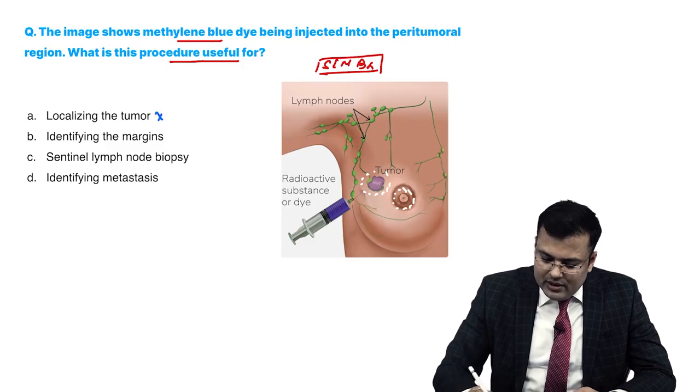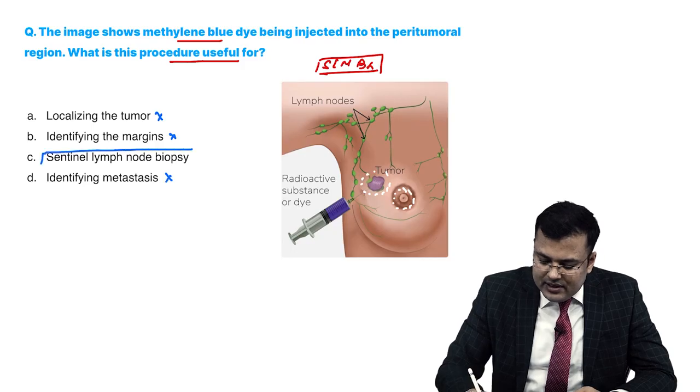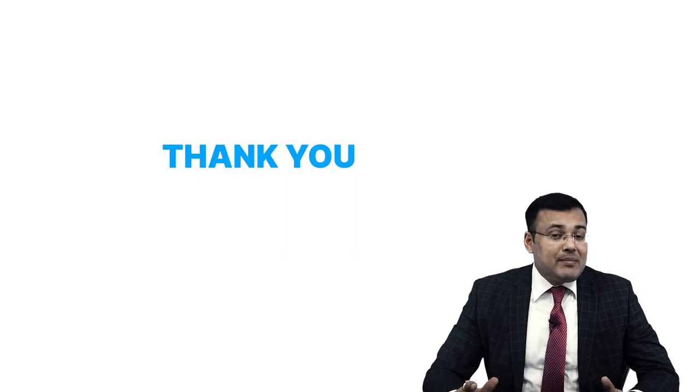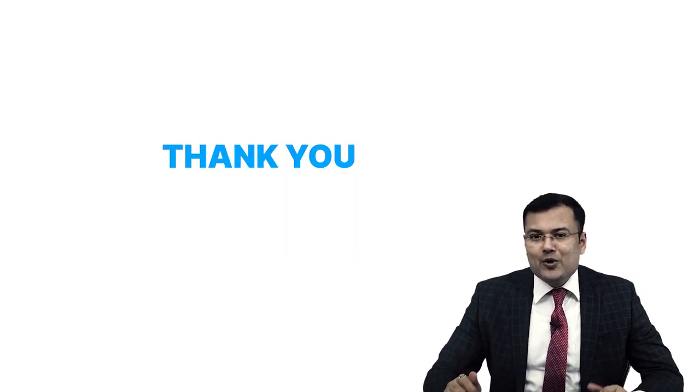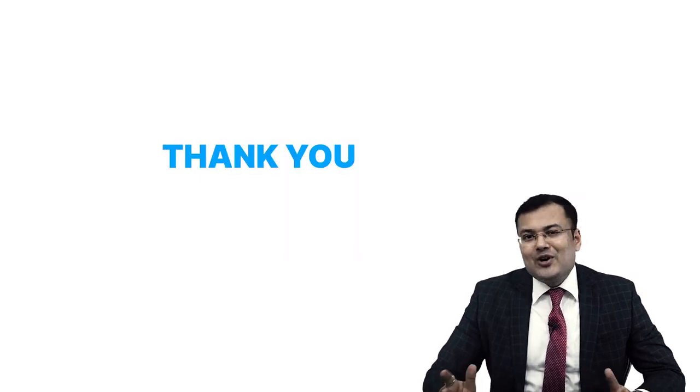So what is it for? Localizing the tumor? No. Identifying the margin? No. Identifying the metastasis? No. It is for sentinel lymph node biopsy. So the correct answer for this question is C. So this chapter is very important. I hope you enjoyed the session. This is all about breast.